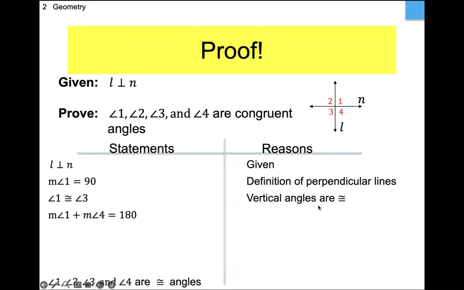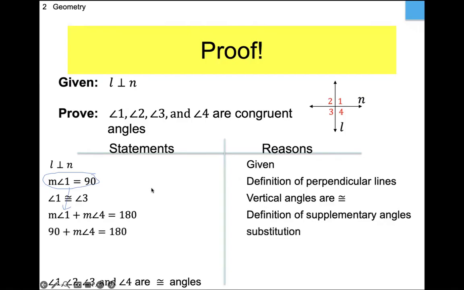All right, well, that's true. That's just the definition of supplementary angles. 1 plus 4 make a straight line. So therefore, they must equal 180. And oh, look at that statement just two above this. We said that 1 is equal to 90. So if 1 is equal to 90, then I could plug in 90 right there and then subtract 90 from both sides. And now the measure of angle 4 is 90.